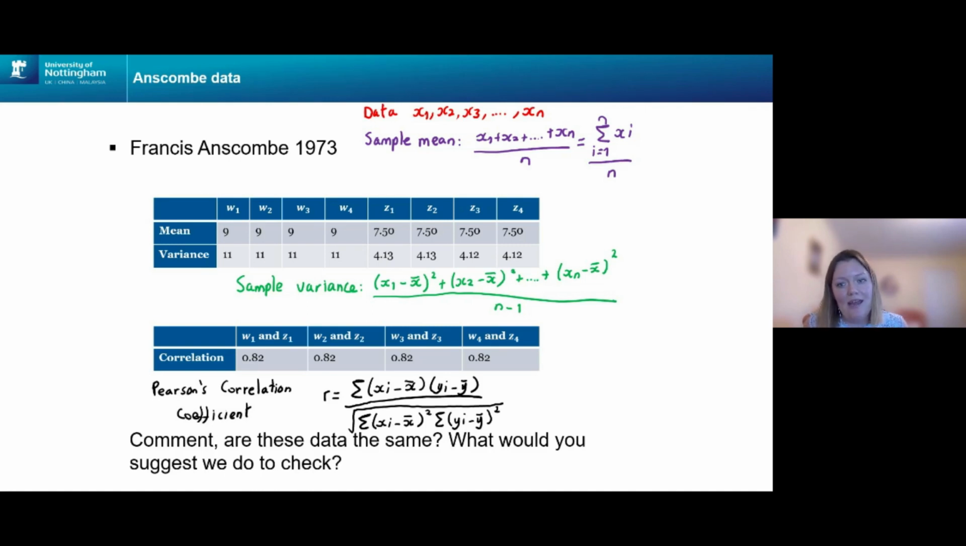So the first thing I would like you to do, the quiz is going to get posted into the chat, but also you'll see a barcode come up in a second, which you can use to go on to answer the question instead. Do you think these data must be the same? So is the set of 11 numbers in W1 the same as the set of 11 numbers in W2, W3 and W4? And similarly for Z1, Z2, Z3 and Z4, must these be the same 11 numbers in each of them? And what would you suggest we might do to check this?